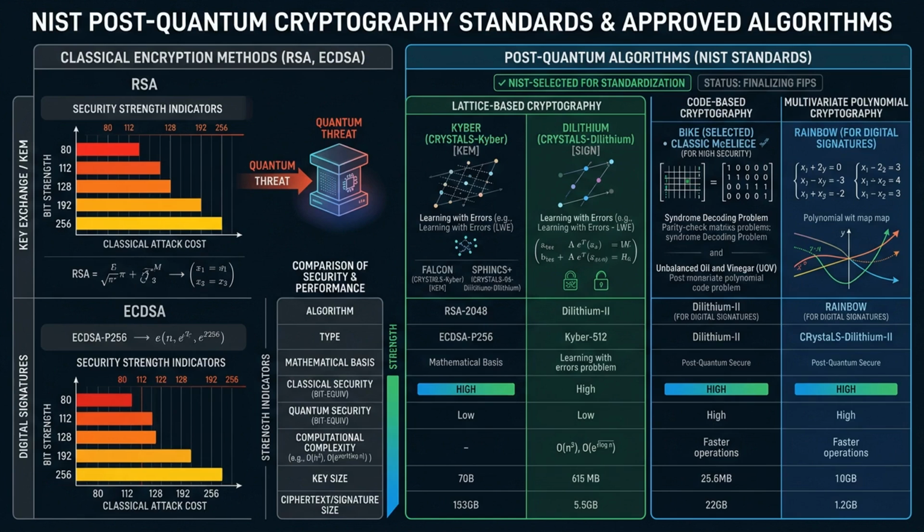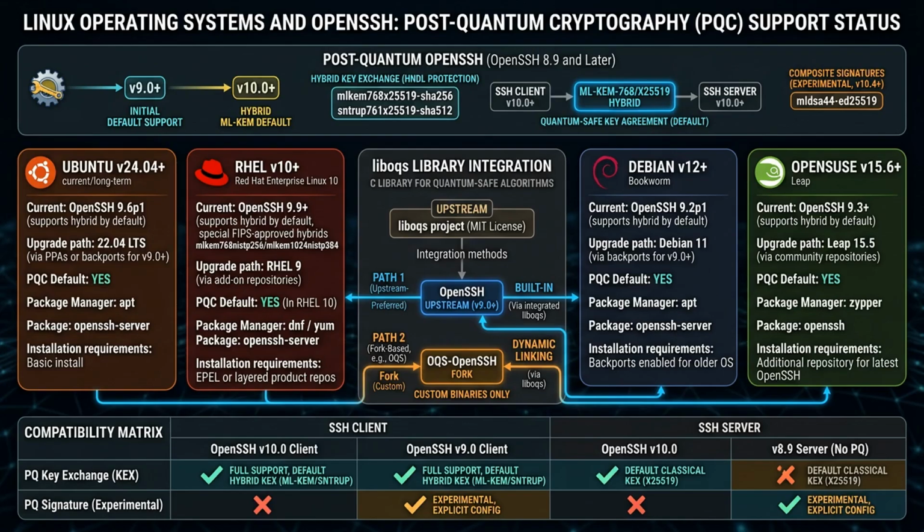Kyber and Dilithium are already integrated into OpenSSH. Classical encryption like RSA 2048 uses mathematical factorization. Quantum computers can factor large numbers quickly. Post-quantum algorithms use different mathematical problems. Lattice problems are hard even for quantum computers. Code-based problems are hard even for quantum computers. These algorithms are computationally harder than classical methods, but modern servers can handle the extra computation. This is the future of encryption.